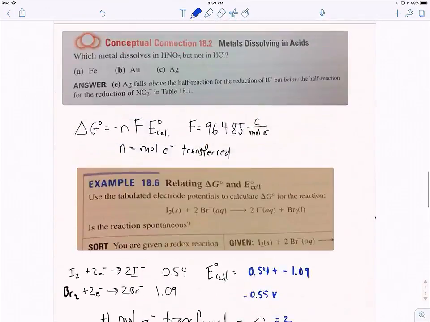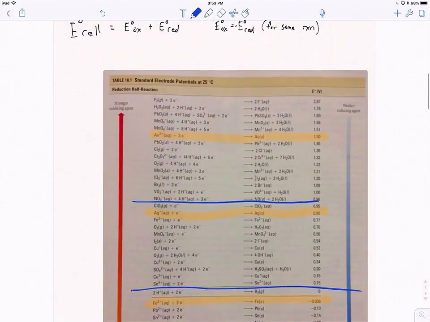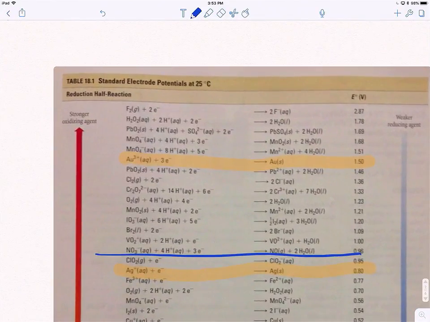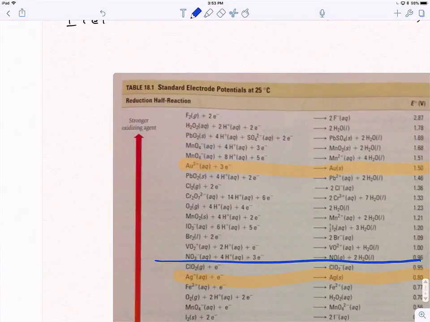So if you look at the chart, it says reduction, and they're all adding electrons. Yeah, that's fine.